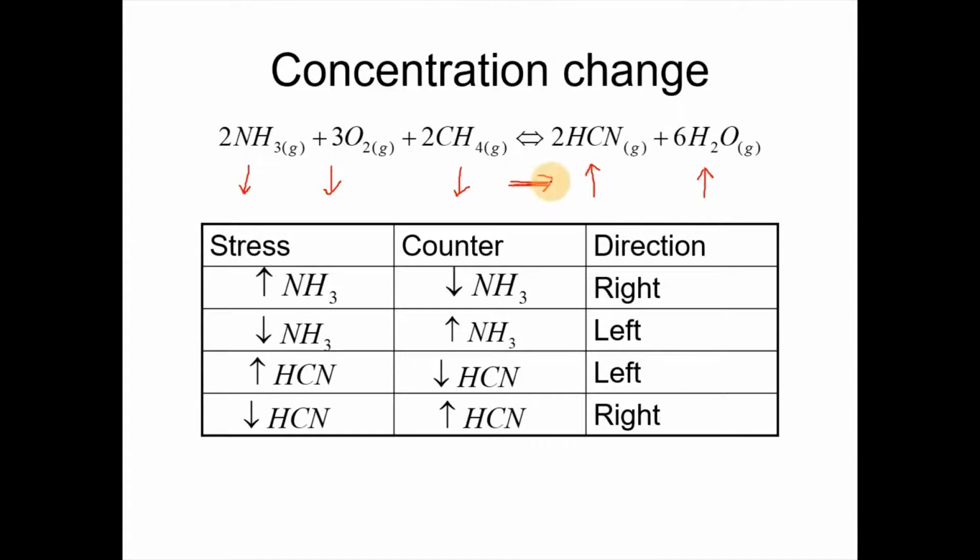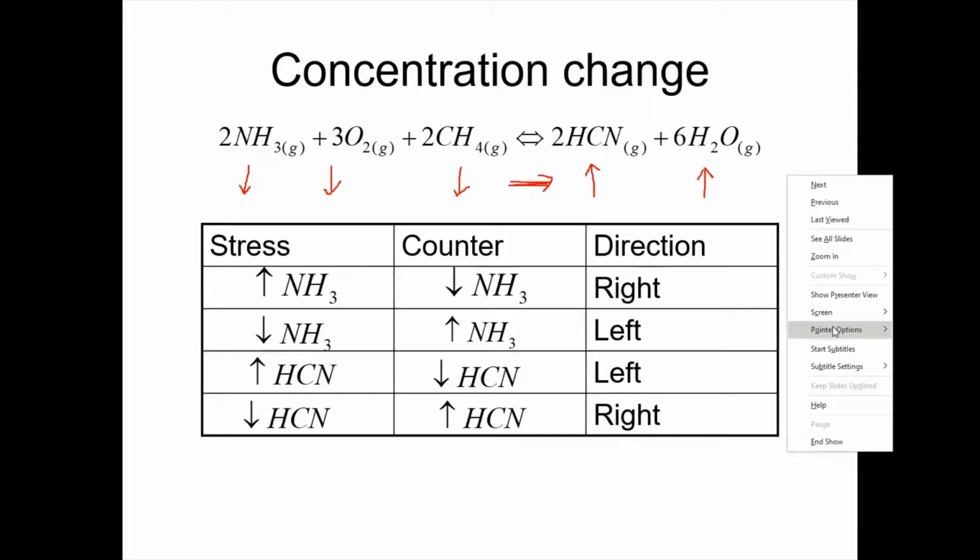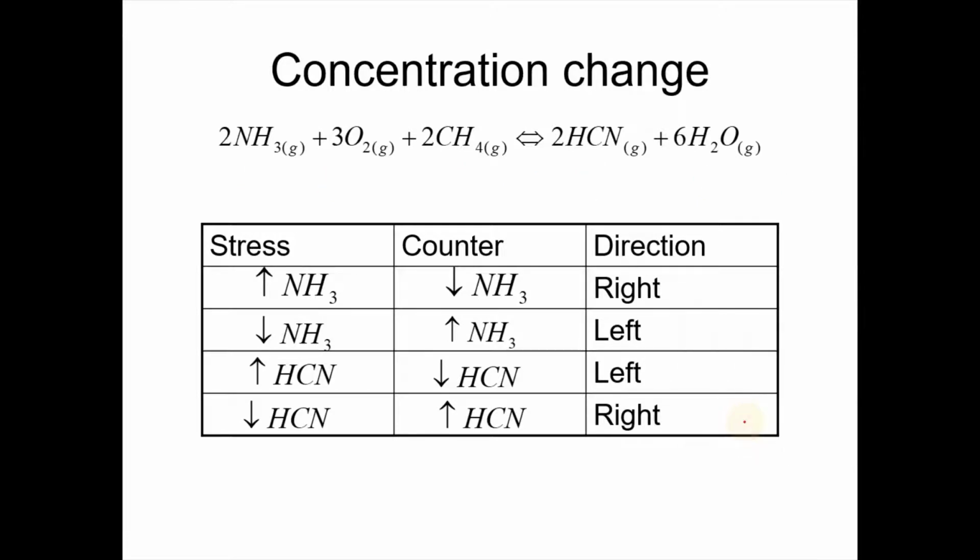If the reaction goes to the right, it means that it turns reactants into products. So concentrations of NH3, O2, and CH4 go down, and HCN and H2O go up. Okay, so that's what it means when a reaction goes in a certain direction. And before we can figure out what's going to happen to any individual substance, we need to figure out what direction the reaction will go.